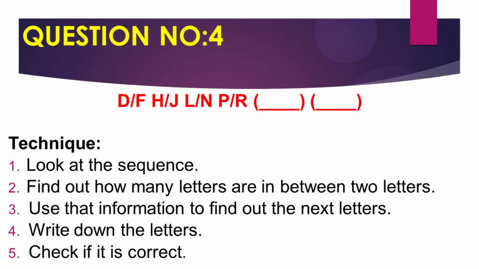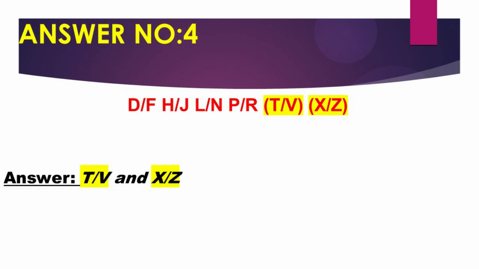Now we can consider the last letters after the slash, which are F, J, N, and R. There are 3 letters between F and J, which are G, H, and I. So that means we count forwards 4 letters after R, and then 4 letters after that letter. Now we use that information to find out the next letters. Then you should write down the letters and not forget the slash. Then you should check if it is correct. The answers for question number 4 are T/V and X/Z.